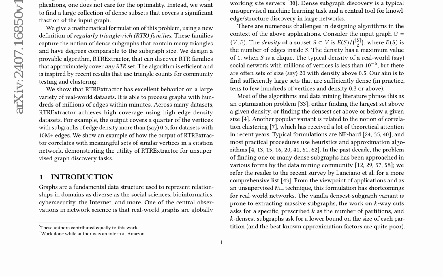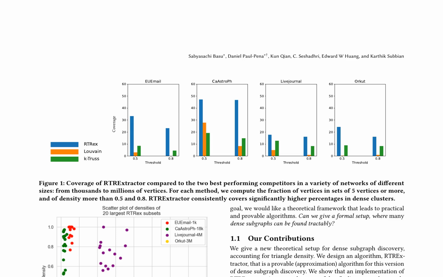This paper introduces a new definition of regularly triangular (RTR) families, which capture the notion of dense subgraphs that contain many triangles and have degrees comparable to the subgraph size. The authors design a provable algorithm, RTR extractor, that can discover RTR families that approximately cover any RTR set. The algorithm is efficient and inspired by recent results that use triangle counts for community testing and clustering.